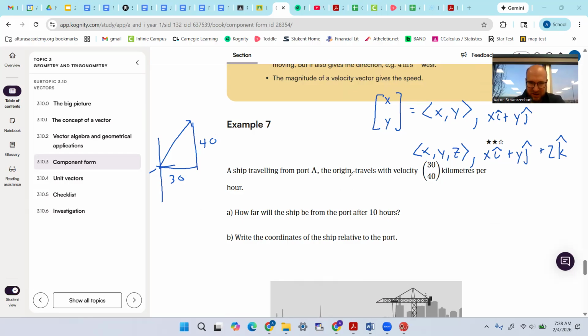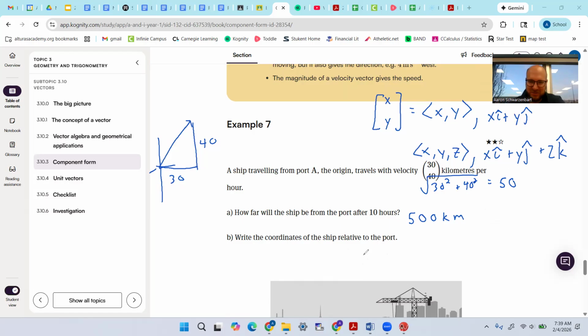So a ship is traveling from port A, travels with velocity 30, 40 kilometers per hour. How far will the ship be from port after 10 hours? Well, I can go ahead and find the magnitude here. So that's 50. So it's 50 kilometers per hour for 10 hours. 50 times 10 is 500 kilometers.